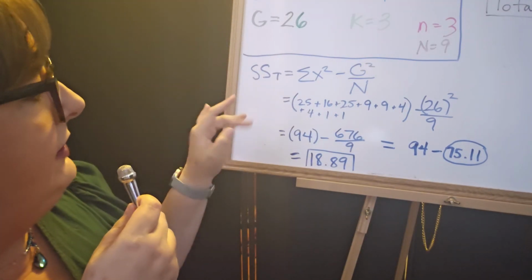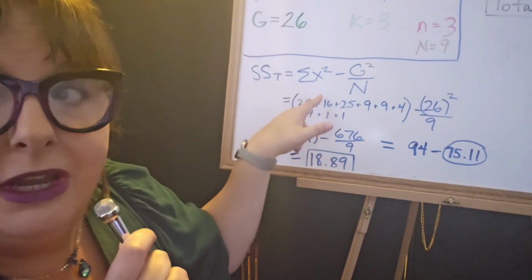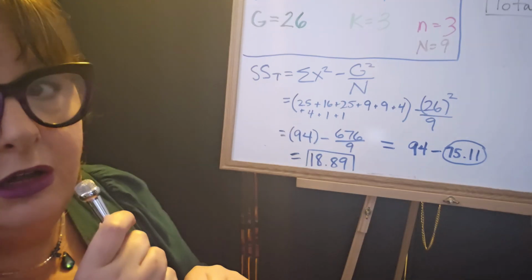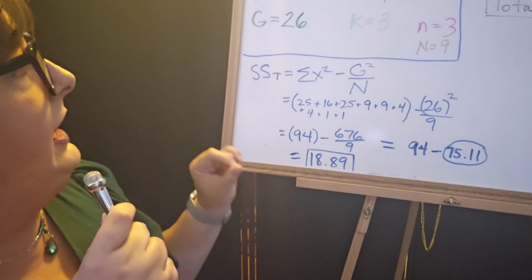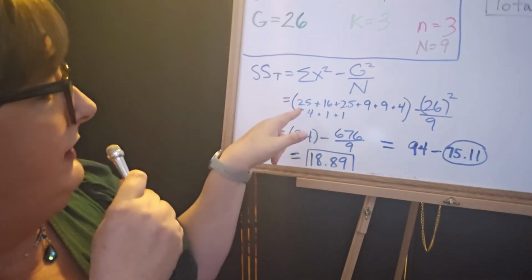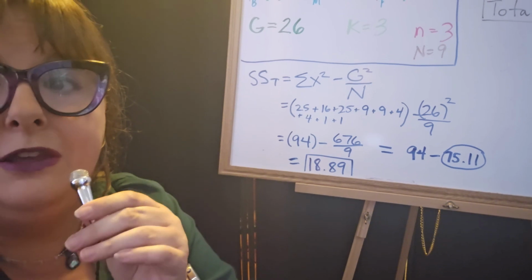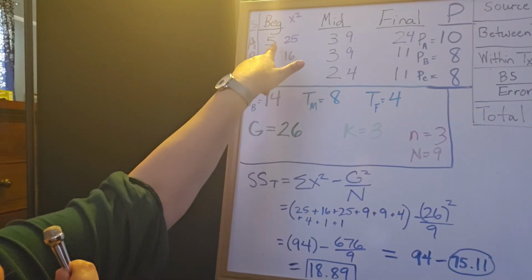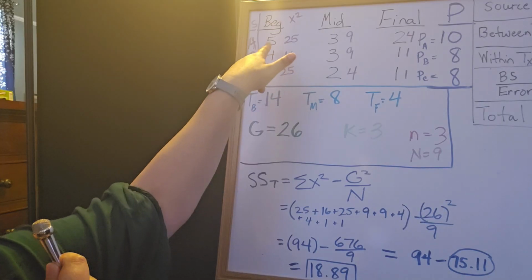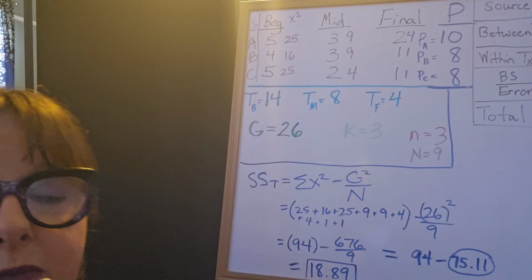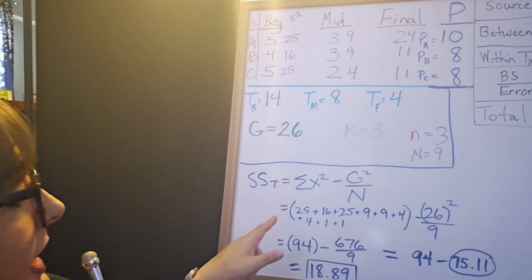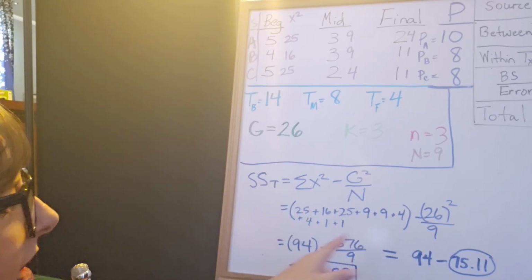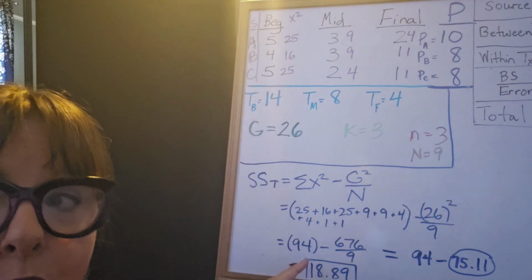All right, so the first thing we have to do, the sum of x squared, we have to take all of our little squared numbers and add them all together. So 25 plus 16, where did we get those from? Remember? Okay, so up here, we squared each score. So 5 squared, 4 squared. We squared each score that we got, and then we just add them all together. We add them together and get 94.